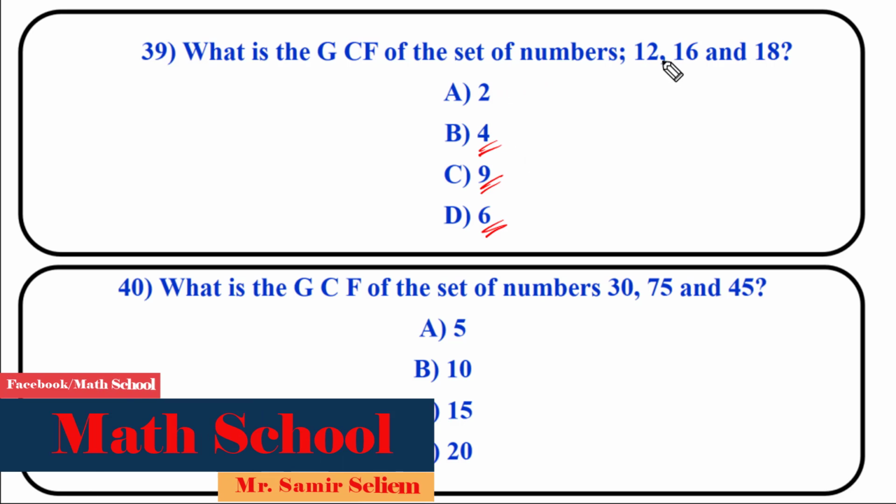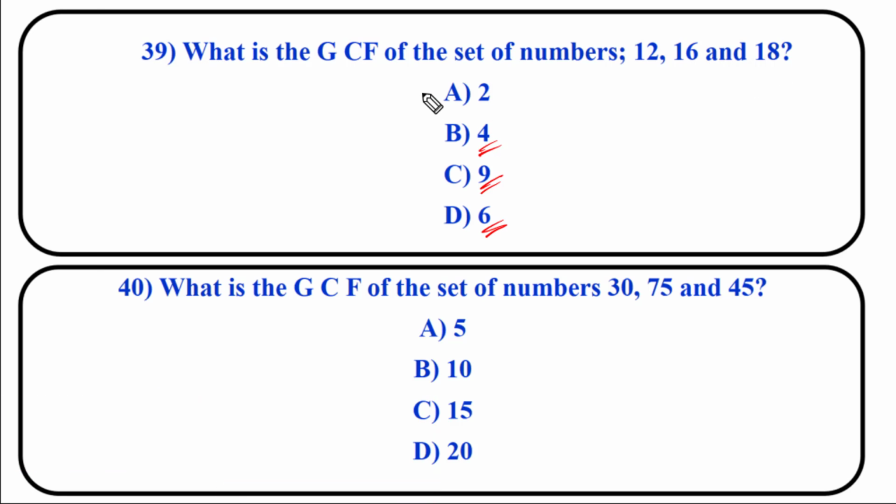Take 2 now, guys. 12 is divisible by 2 equals 6. 16 is divisible by 2 equals 8. 18 is divisible by 2 equals 9. So the GCF of the three numbers is what, guys? Is 2. So the correct answer here is A.